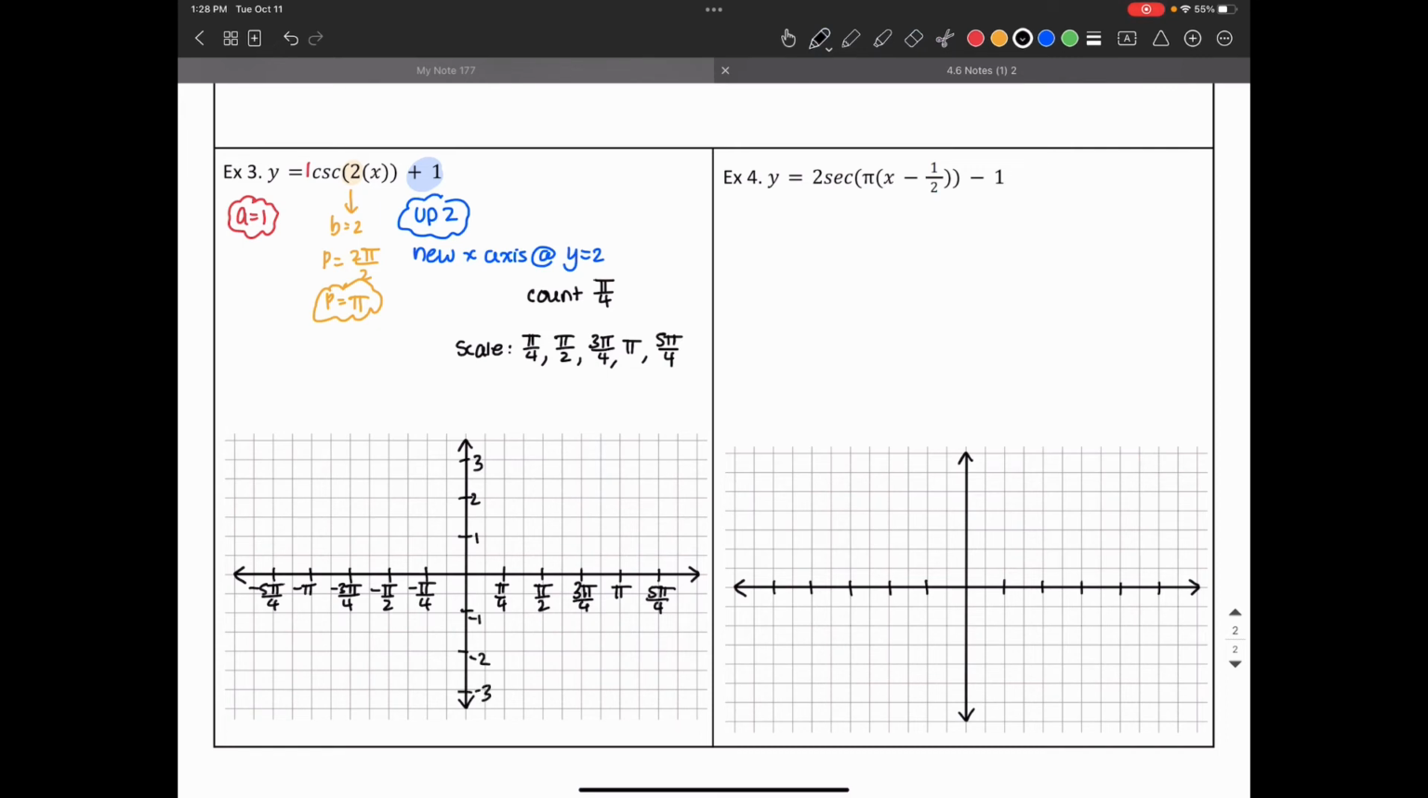Okay. And then what I'm going to do is plot, or put in the sine. I'm going to draw the sine or cosine graph. In order to do that, I need to draw my new x-axis. My new x-axis is going to be at y equals 2. I'm going to put that in like this. I don't have a new y-axis, because I had no horizontal shift.